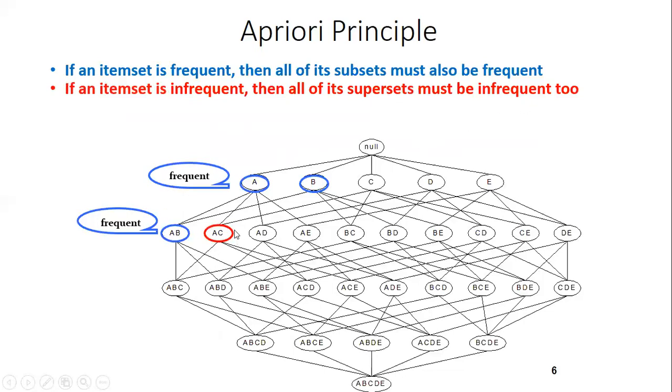What are the supersets of AC, which contain AC? Here we have AC, here we have AC, here we have AC. The rest of the things we don't know. So these are the supersets of AC, and they are also called infrequent. It is the direct superset.